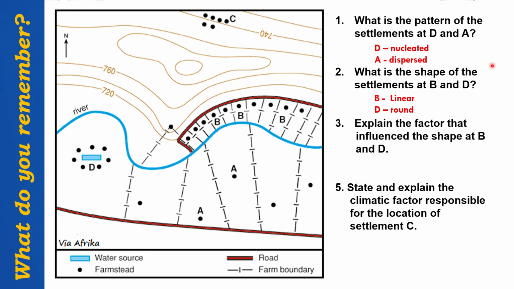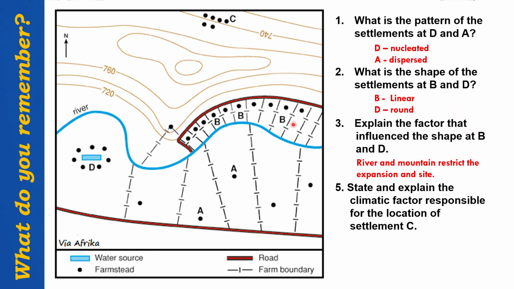Okay. Number 6, explain the factor influencing the shape at B. At B you see there's a river and a mountain that restricts expansion. You can see on this side the contours are getting close to each other. This O here is the top of a hill. So B cannot expand in this direction because of the mountain. The mountain on this side is a hill on this side. And it cannot expand going downwards here because there's a river. So it can't expand, it is restricted.